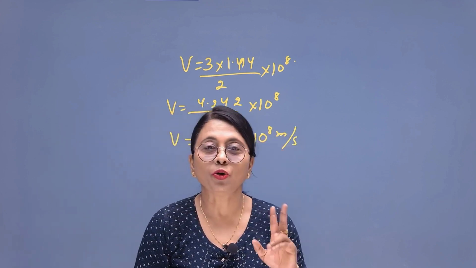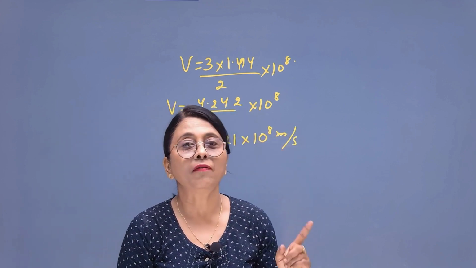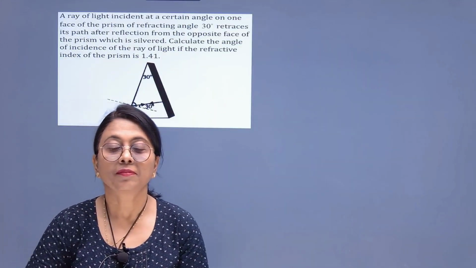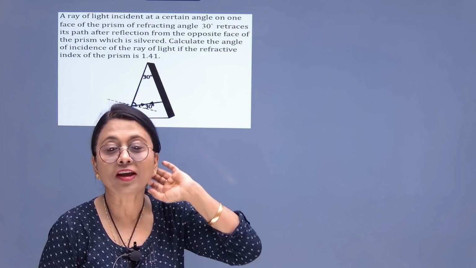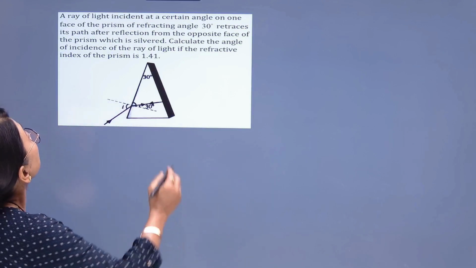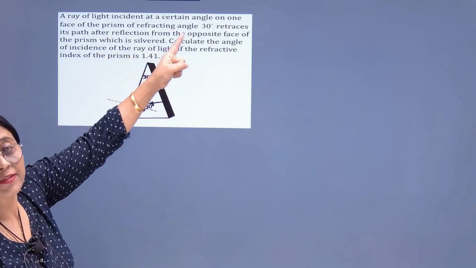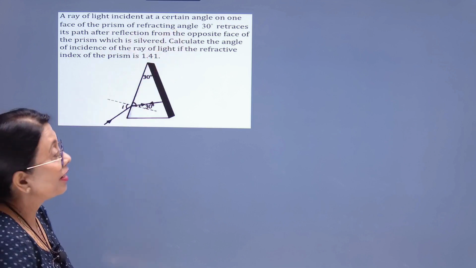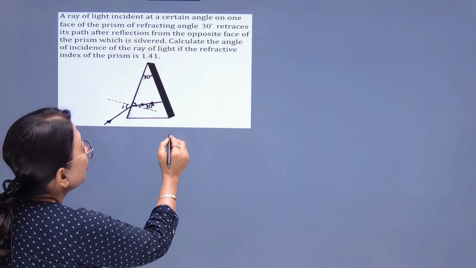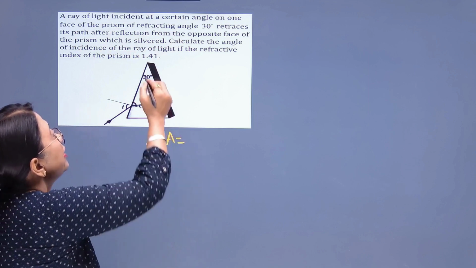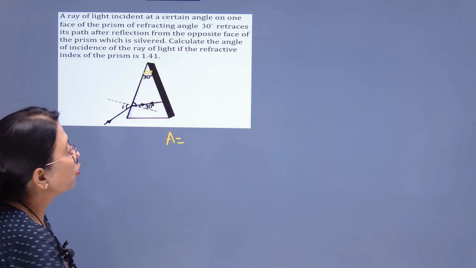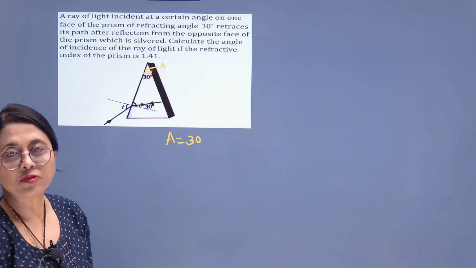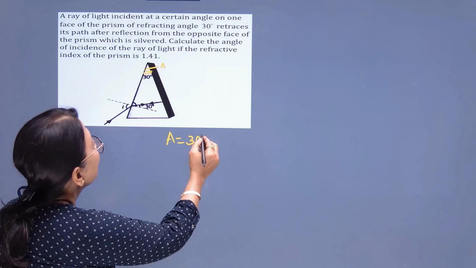तो देखो बच्चों, आपको दो फॉर्मूलेस यूज हुए. एक पहला रिफ्रैक्टिव इंडेक्स का C by V और दूसरा प्रिज्म फॉर्मूला. राइट. So see this question, what they are asking you. First you go through the question. A ray of light is incident at a certain angle on one face of the prism of refracting angle 30 degree. Refracting angle, all of you know. This is given to you as 30 degree. This is nothing but the angle of prism here. So A is given as 30 degree.